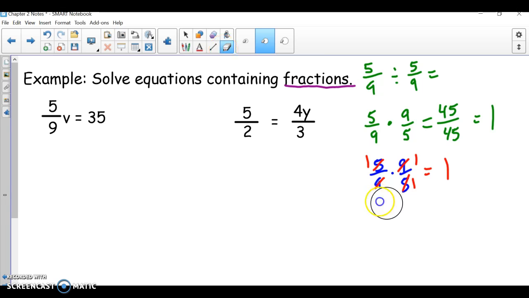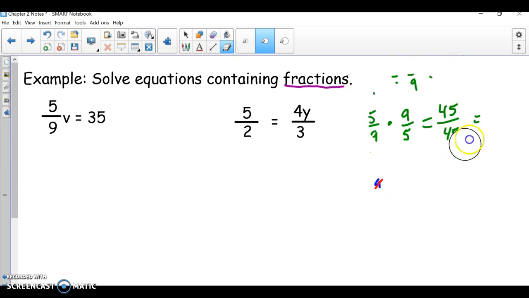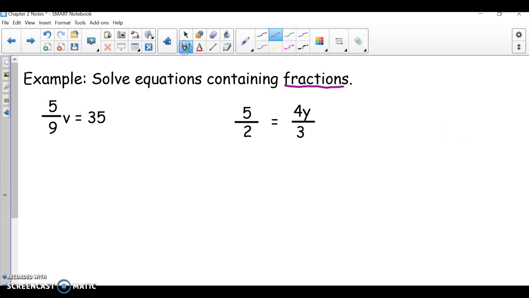So the theory that you're using is that copy dot flip-flop. The other theory that you're using that you maybe don't realize is one of the properties we talked about in Chapter 1 called the multiplicative inverse. The multiplicative inverse told us that any fraction, like 5/9, times its reciprocal, 9/5, equals 1. And that's what we want to do. We want to get 1 or just v by itself.